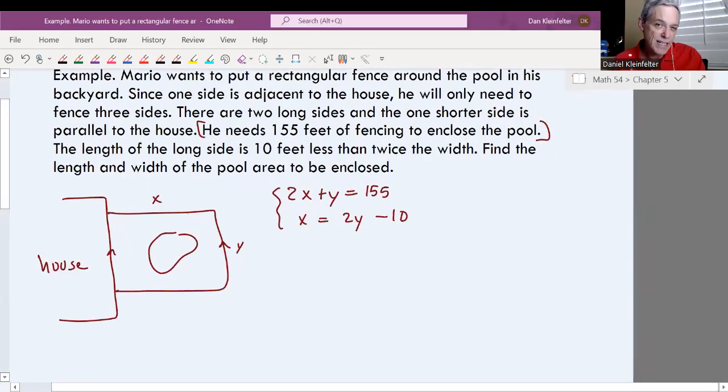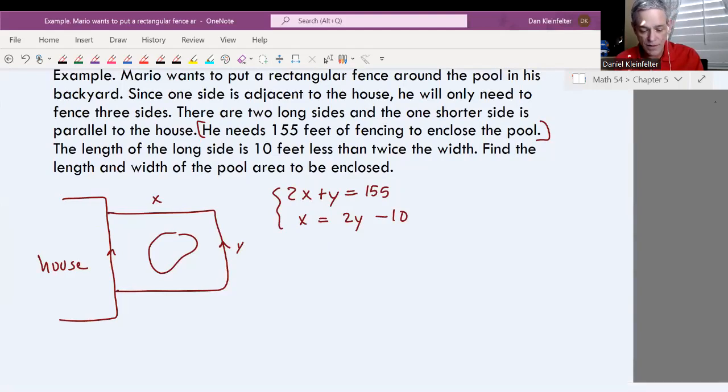On this one, definitely the setup is harder than solving it. We're going to go ahead and solve the system now and see what we get. So we'll have 2 times (2y minus 10) plus y is 155. So we're using substitution here. We'll have 4y minus 20 plus y is 155. And then we're going to just continue with this.